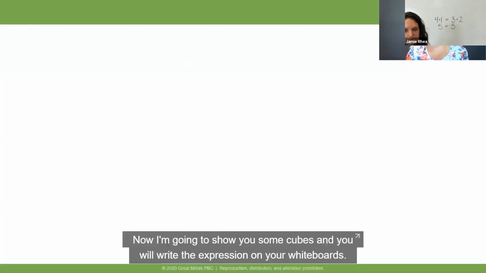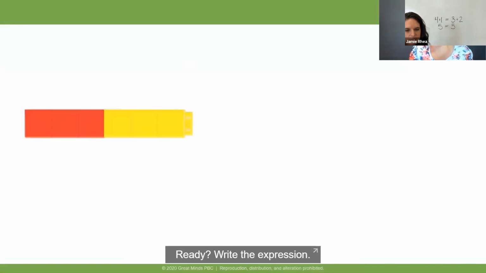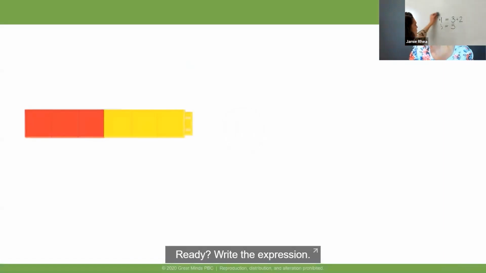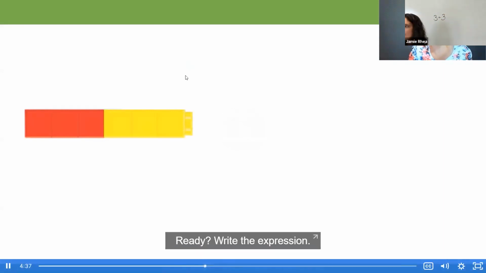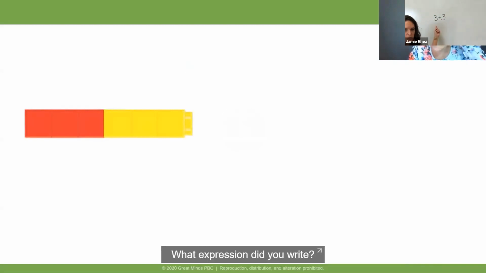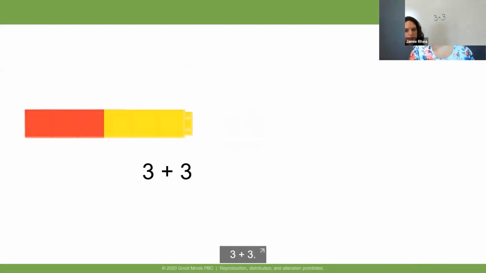Now I'm going to show you some cubes, and you will write the expression on your whiteboards. Ready? Write the expression. Okay, so let's look at that one. How many red cubes do I have? 3. How many yellow cubes do I have? 3. What expression did you write? 3 plus 3.